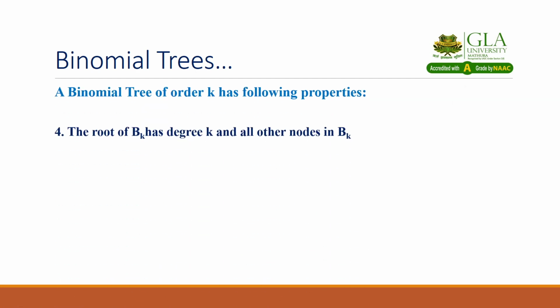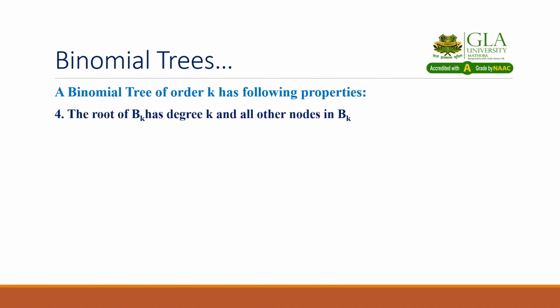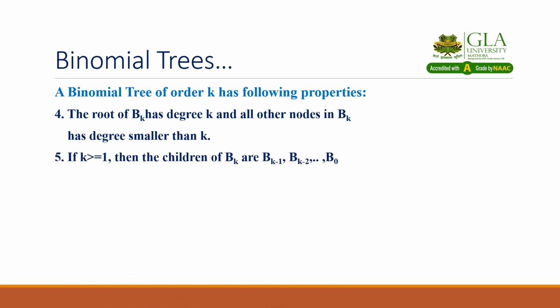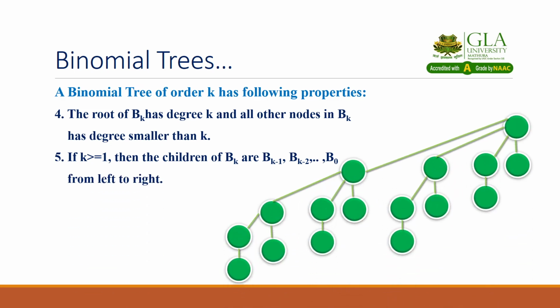Now for the fourth property, the root of Bk has degree k and all other nodes in Bk have degree smaller than k. It means if we are not considering the root, then whatever children are there will have order less than k. We will see later. So if k is greater than or equal to 1, then the children of Bk are Bk minus 1, Bk minus 2, up to B0 from left to right.